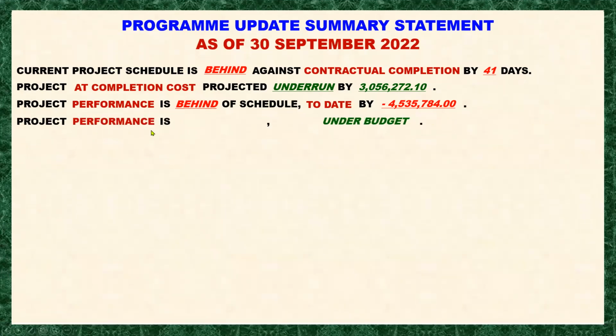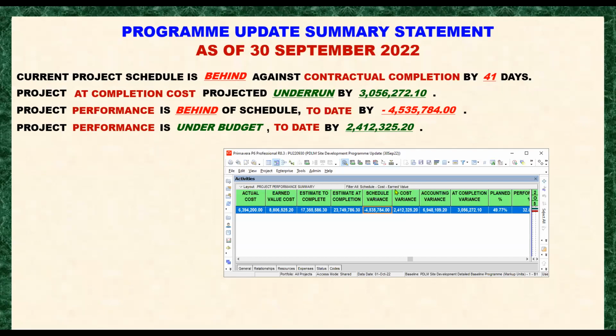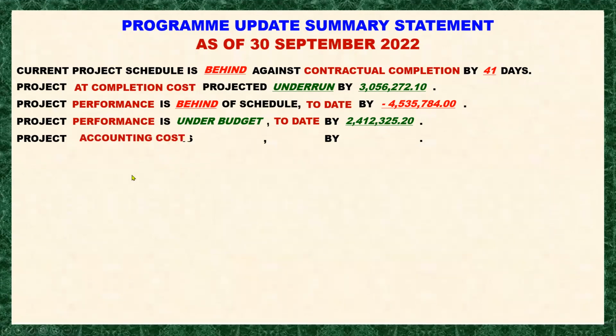Project performance is under budget to date by 2412. So where can we find it? This one. That's under budget. That is the cost variance. This is the comparison of the performance against the spending. Okay, moving forward. So the project accounting cost is under run to date by 6 million.